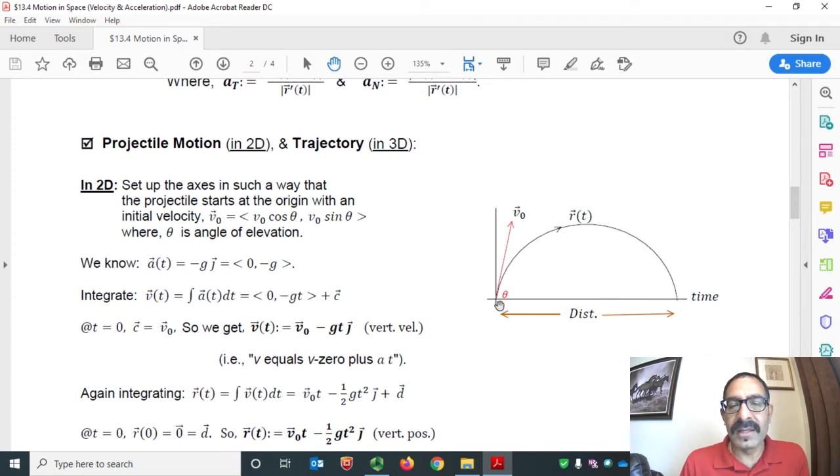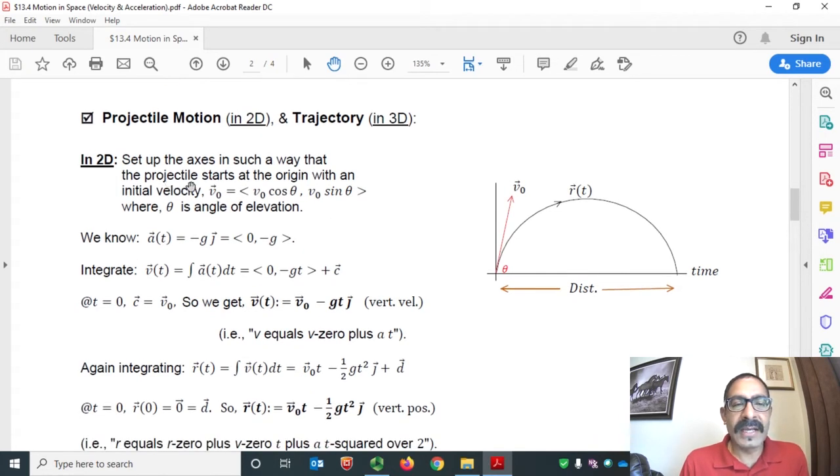So let's find this projectile, or let's find the position function. Let's find the position of this object as well as the distance of how far it lands on the ground. So set up in 2D, set up the axes in such a way that the projectile starts at the origin with an initial velocity v0, and we know acceleration a(t) equals 0 comma negative g.